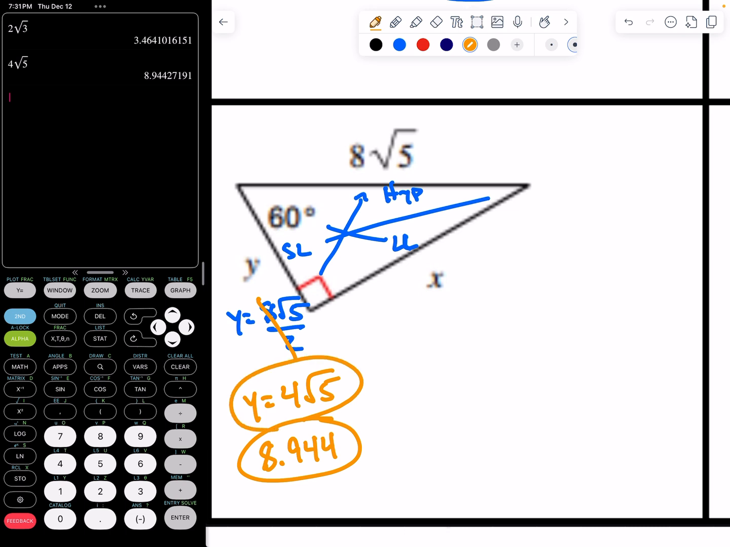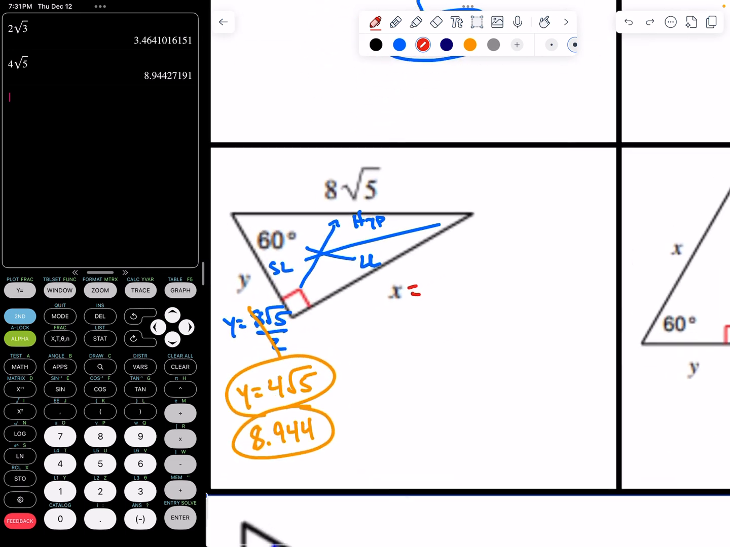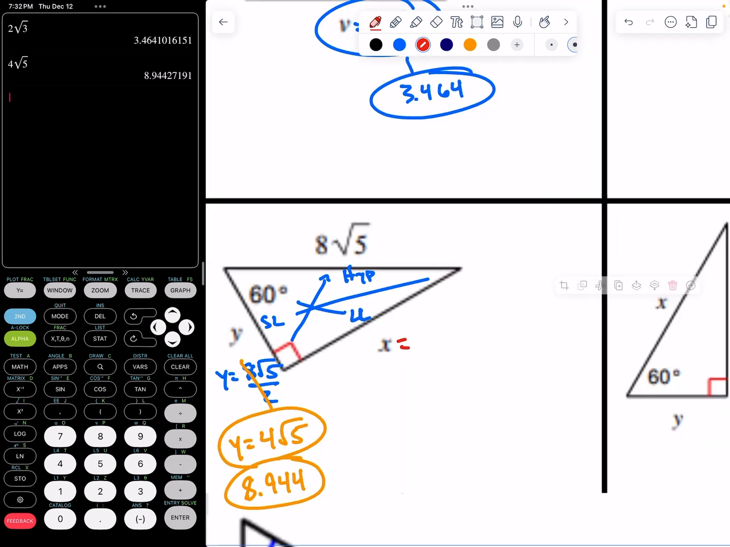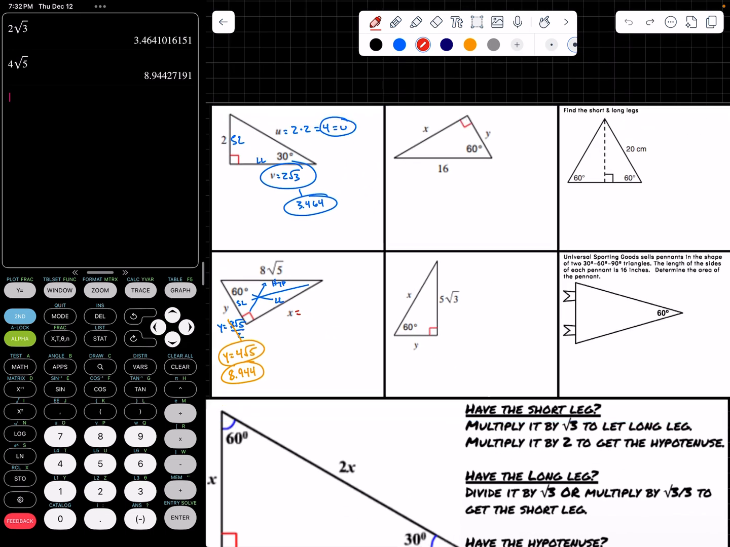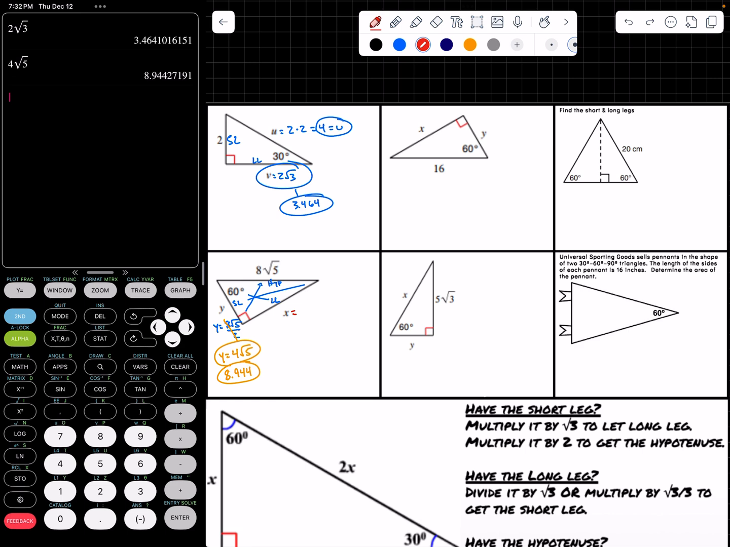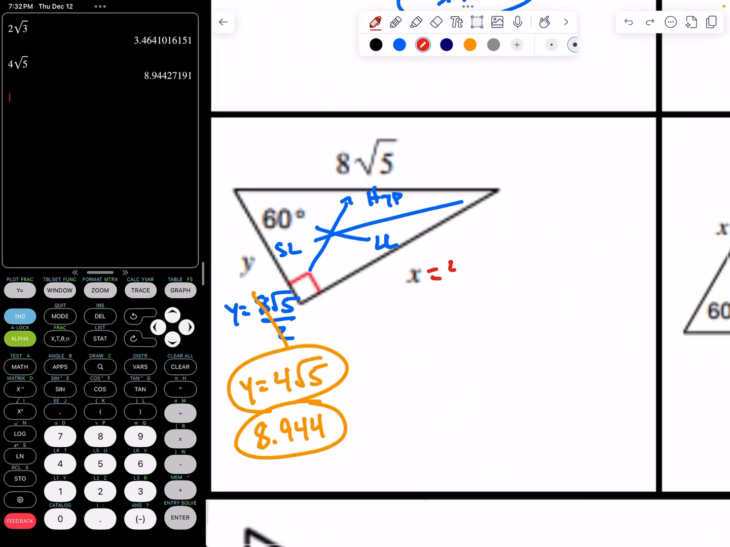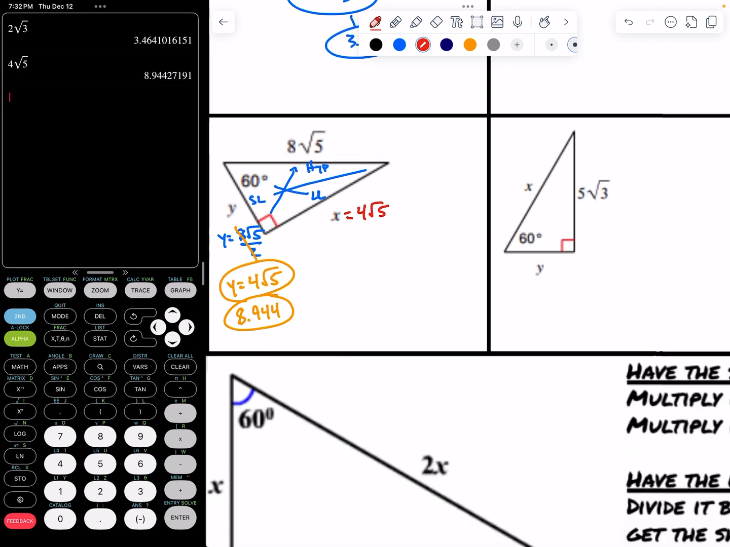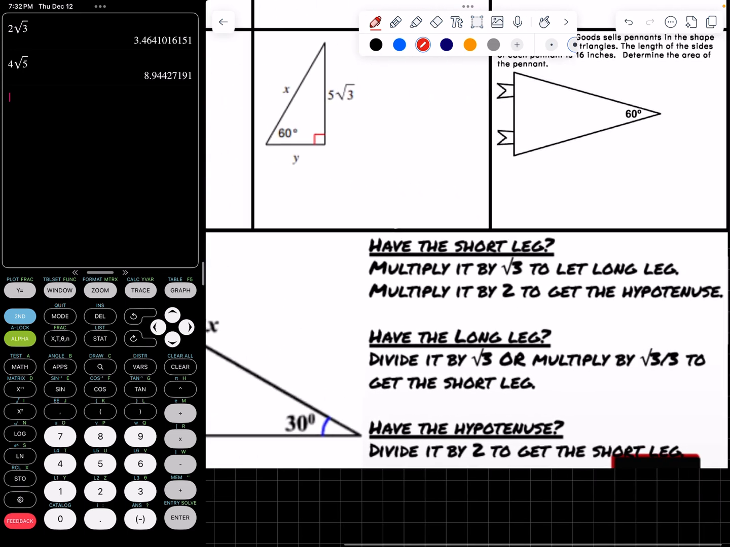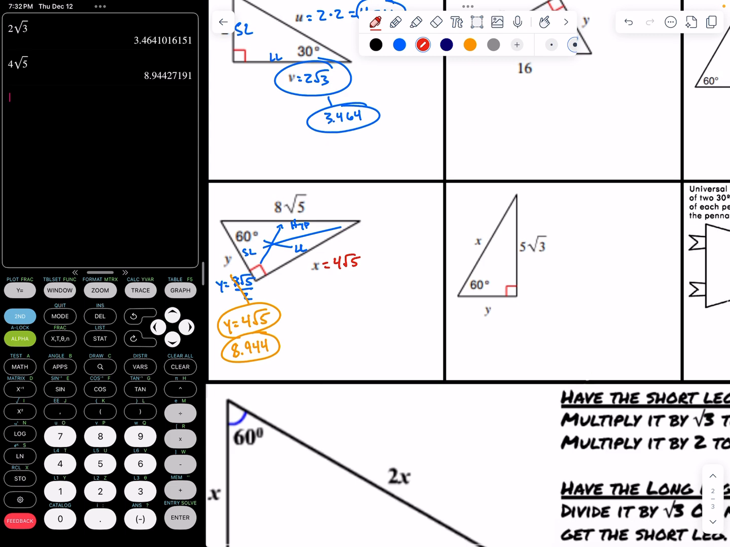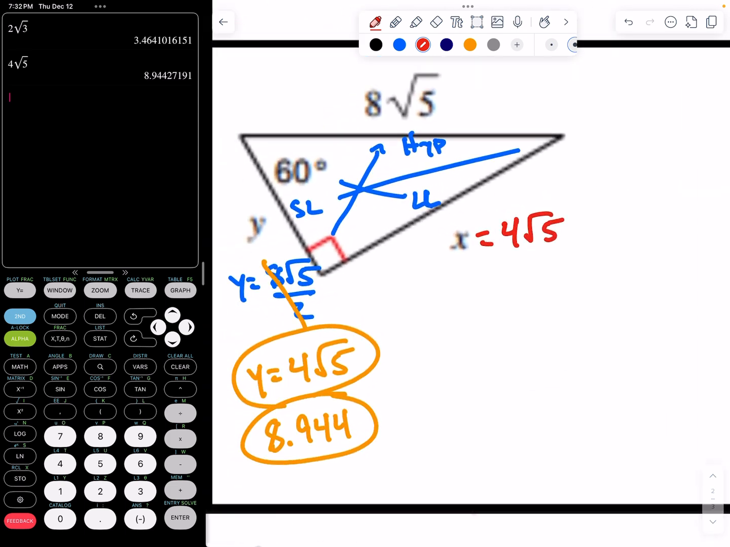And then for x, I'm going to take my y value, which is 8, no, excuse me, that's my hypotenuse. Take my y value, my short leg, 4 root 5, and to find my new long leg, I need to multiply my short leg by root 3. Well, my short leg was 4 root 5. I multiplied that by root 3.